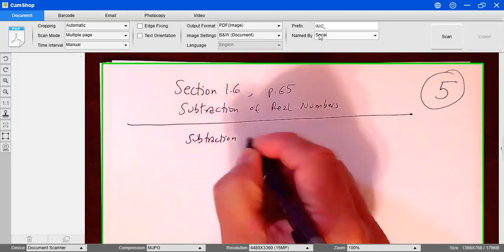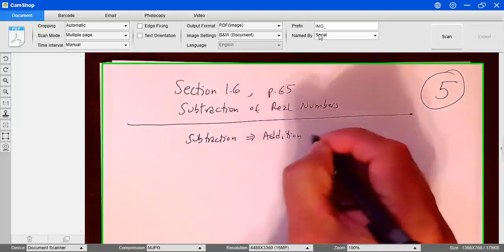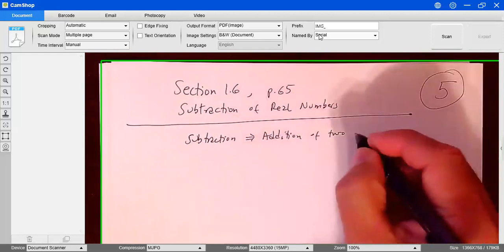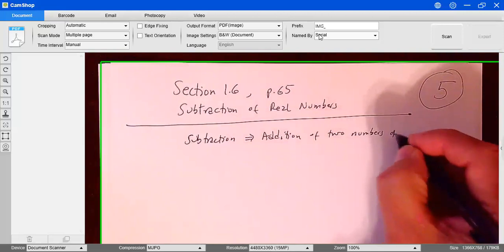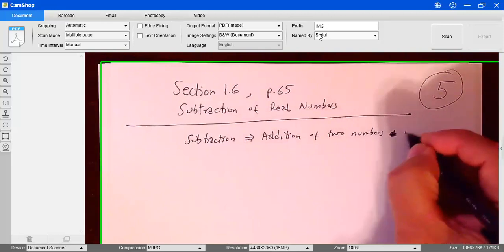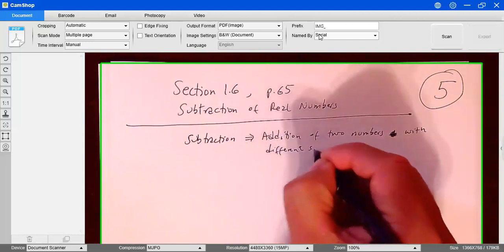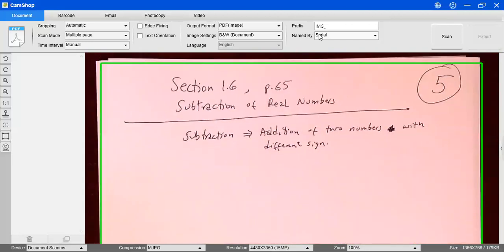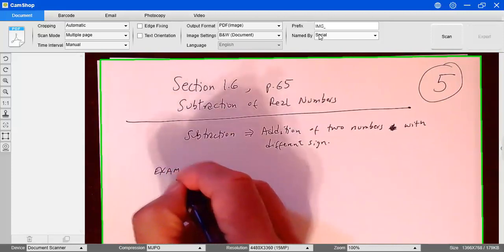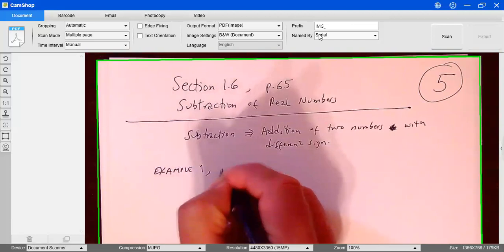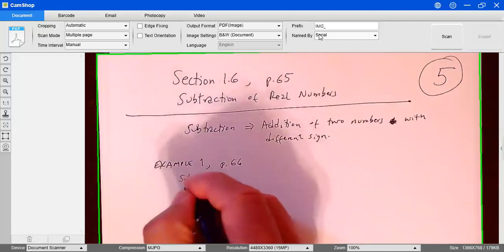Subtraction can be seen as the addition of two numbers, or quantities, with different signs. And we know how to do this problem. So we're going to start right away with example 1 on page 66.